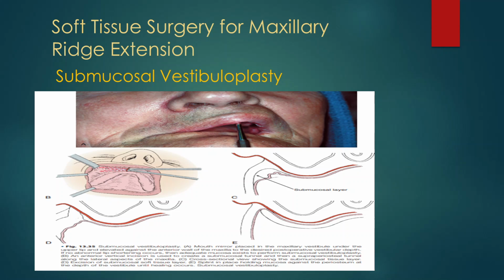Then an anterior vertical incision is used to create a submucosal tunnel and then a supraperiosteal tunnel along the lateral aspect of the maxilla. C demonstrates a cross-sectional view showing the submucosal tissue layer. D, excision of the mucosal soft tissue layer. Then we do splinting to hold the mucosa against the periosteum at the depth of the vestibule until healing occurs, as we can see in A.